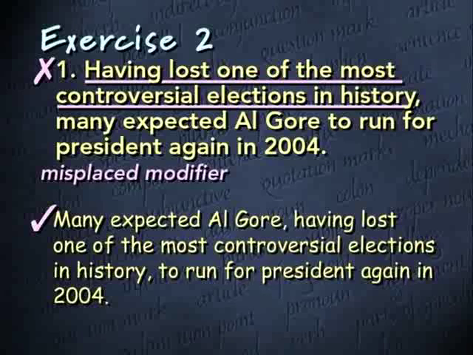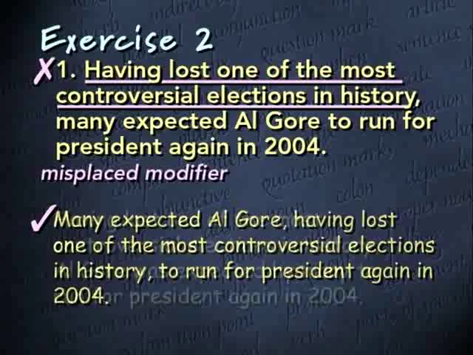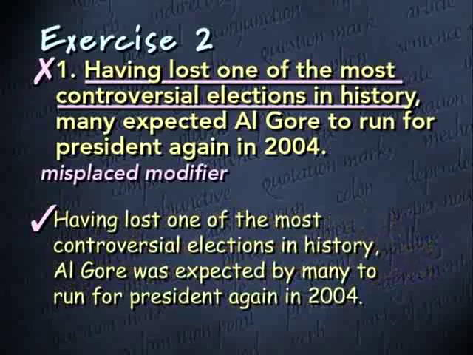The only problem with it is that it's a little awkward to have such a long modifying phrase interrupting the sentence that way. So you might want to consider a different way of rewriting the sentence. You might, for example, want to rewrite the sentence so that the modifying phrase remains at the beginning of the sentence, but that Al Gore then follows immediately afterward, in which case the sentence might read something like this. Having lost one of the most controversial elections in history, Al Gore was expected by many to run for president again in 2004.